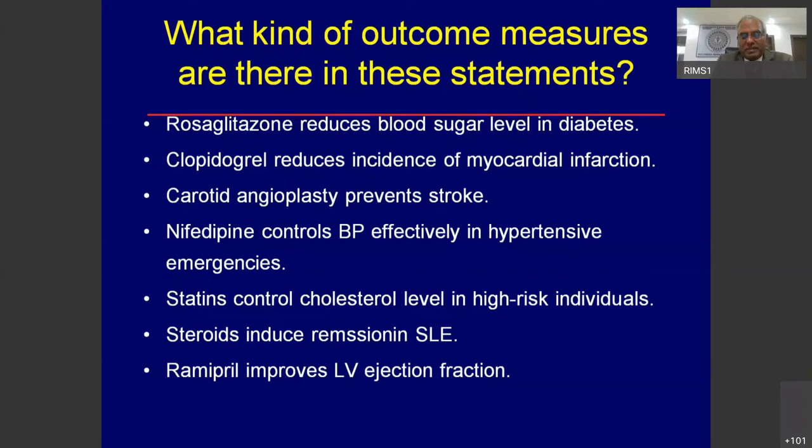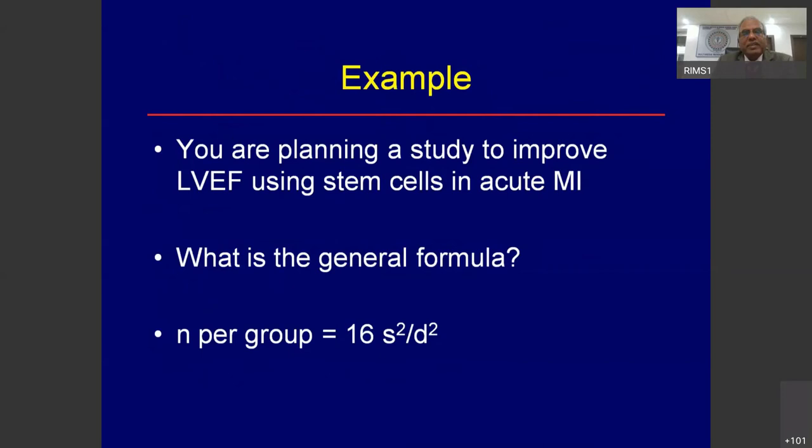Right. So if you are planning to study improvement of left ventricular ejection fraction using stem cells in patients with acute myocardial infarction, the formula for calculating sample size per group is 16S square by D square. Last time, if you remember, we said 16P into 100 minus P divided by D square. Here it becomes 16S square by D square. S is standard deviation and D is the difference in means.